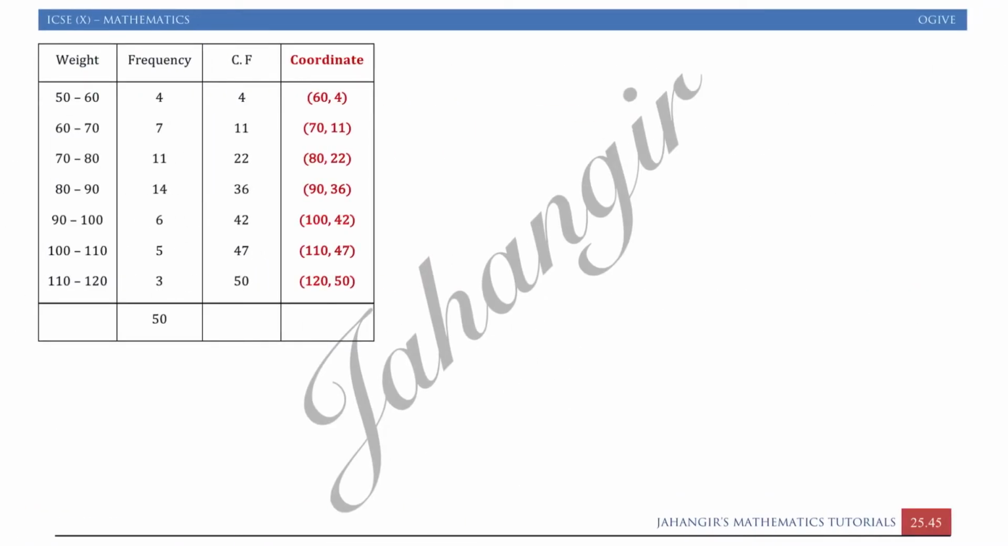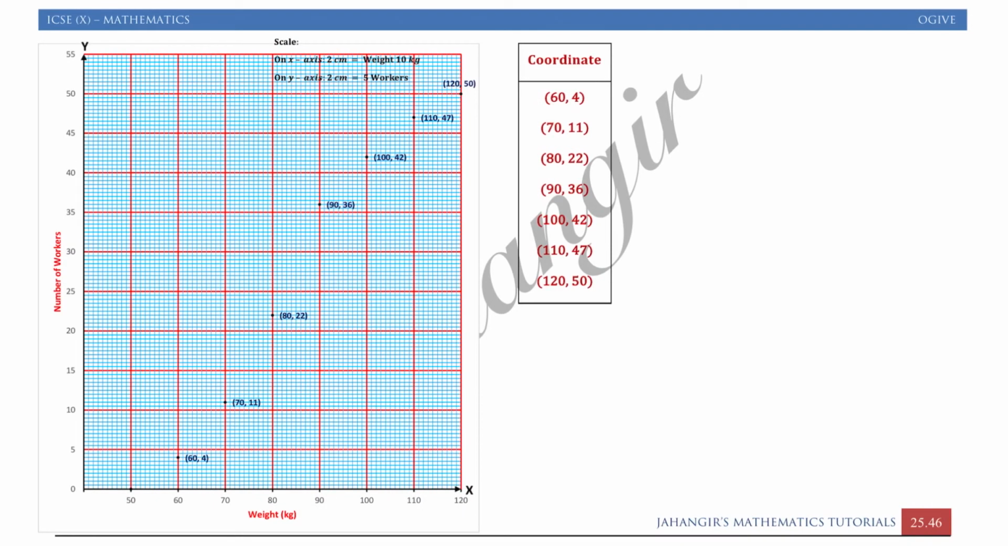Find coordinates, write down weights, frequency, cumulative frequency, and coordinate. Coordinate is, as you all know, I have discussed many times. The x coordinate is the upper limit of the class interval, and for the y coordinate we have CF. So you have to just write it that way. Now after writing this down, you will just plot the points.